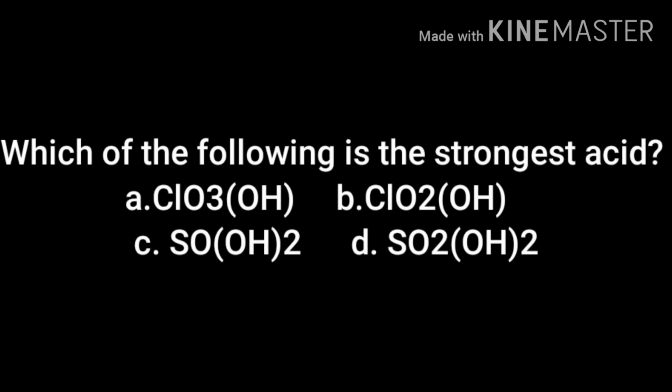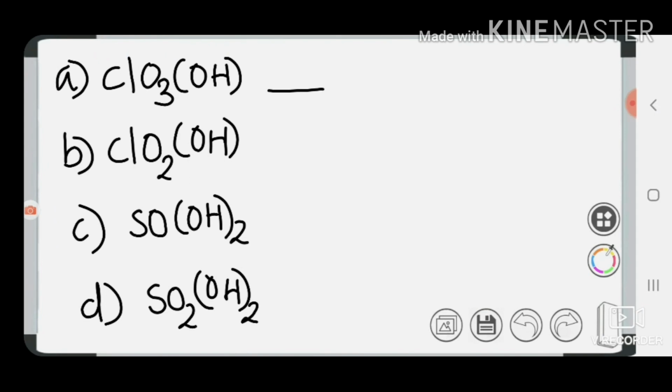Another possible question is: which one of the following is the strongest acid among these? The options are ClO3OH, ClO2OH, SO(OH)2, and SO2(OH)2. This is a very simple question. You want to find the strongest acid among these.